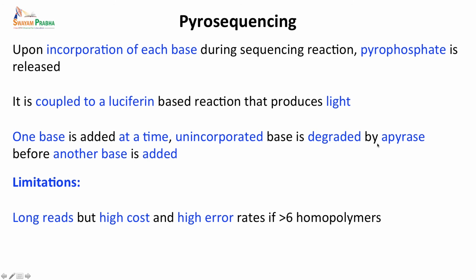So supposing you add a base which was not incorporated, then it will be degraded by apyrase. And you already read the reaction based on the pyrophosphate and then coupling to the luciferase reaction. And then only you add the other base. Now, one limitation of this method was that although it produces very long reads, it has a high cost and also it has a high error rate if there are more than 6 similar bases. So for example, you have a stretch of T, T, T, T, T, or a stretch of G, G, G, G, G, then it introduces errors in the reading of the sequence.